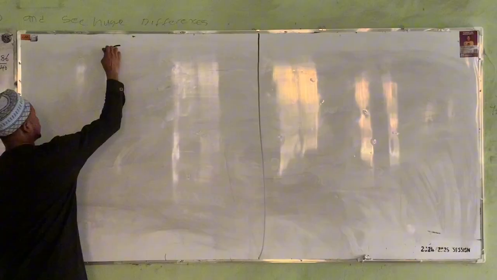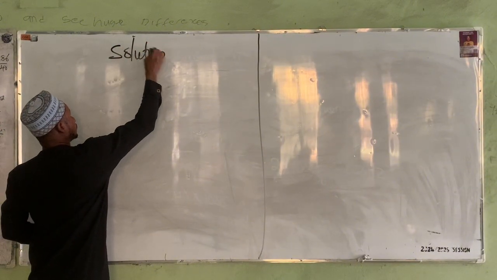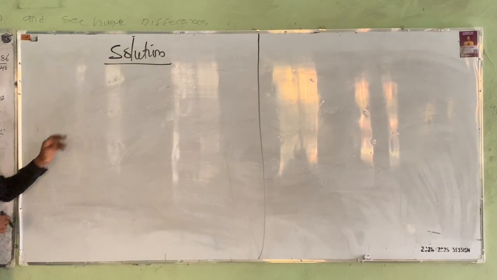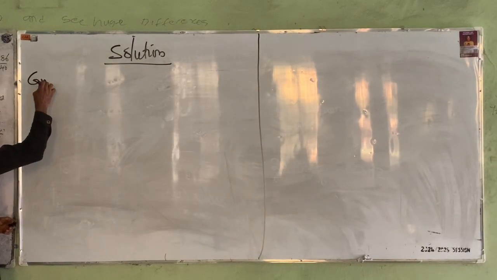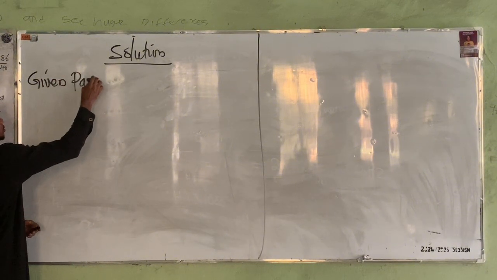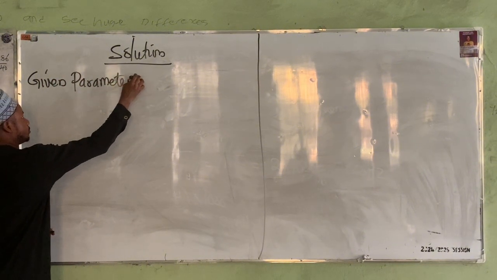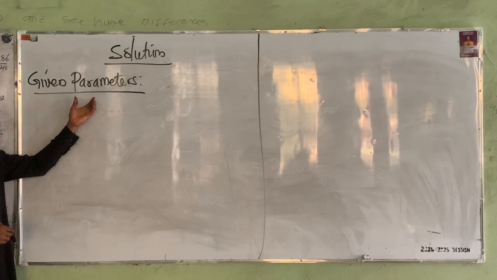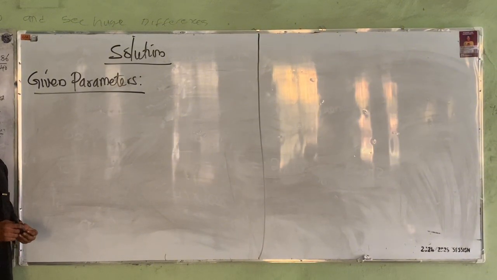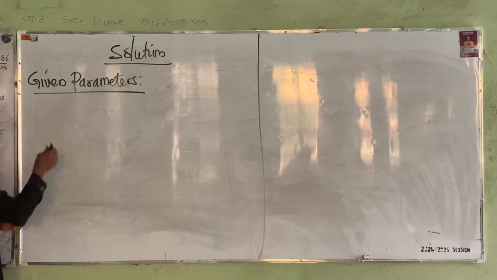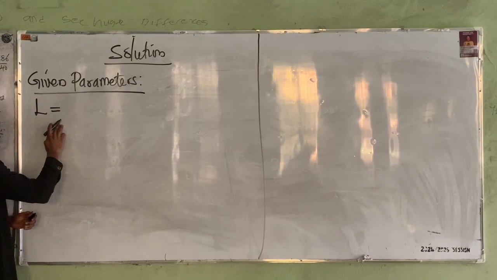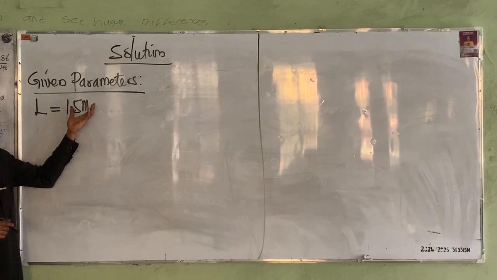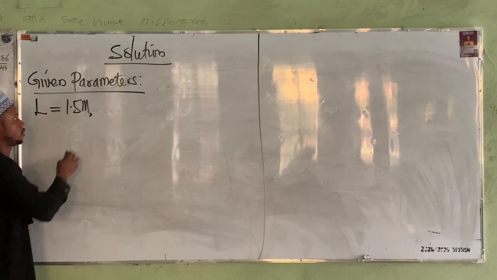Okay, let's solve this one here, class. What is the first thing I will do here, please? I will list out the given parameters, right? From the question, we will know the parameters given to us. What are the parameters given to us from the question? The length is given to us as 1.5 meters. Is there any need for us to convert this here? No, because it's already in SI unit, right?